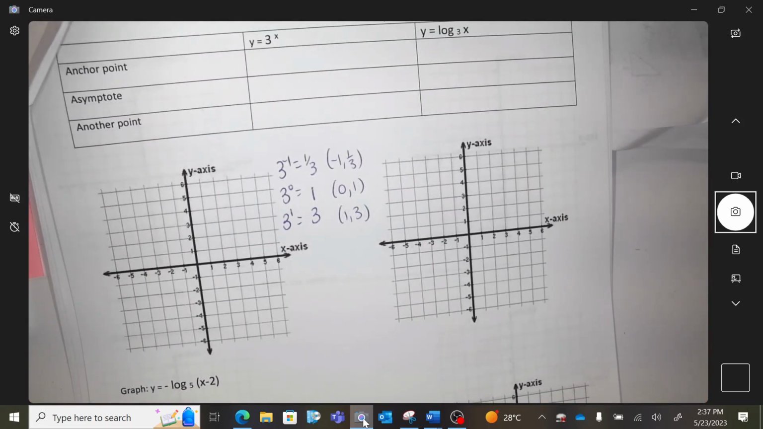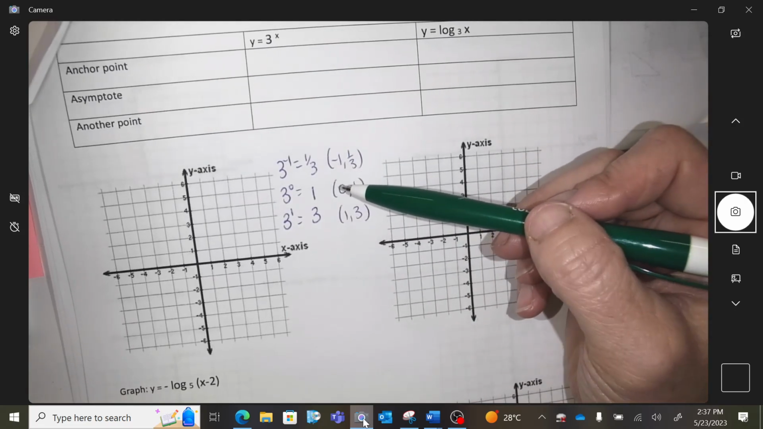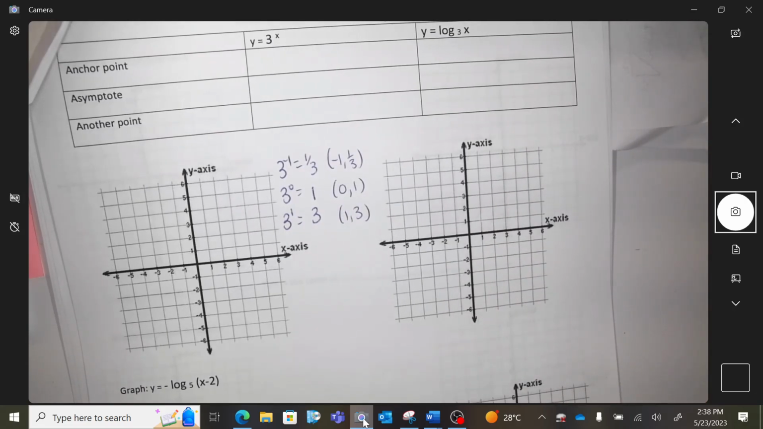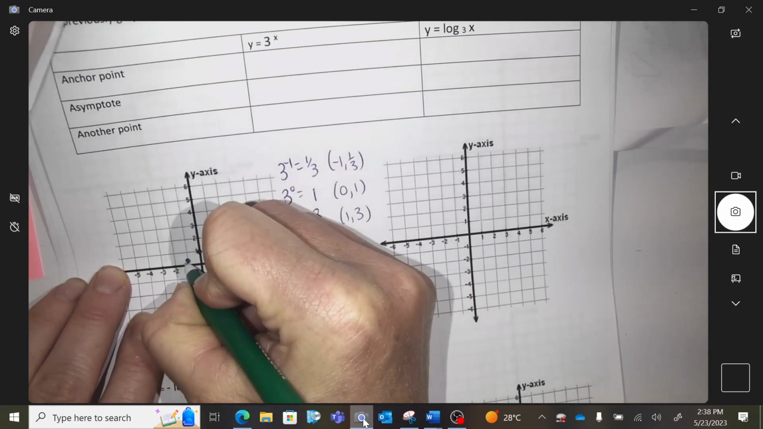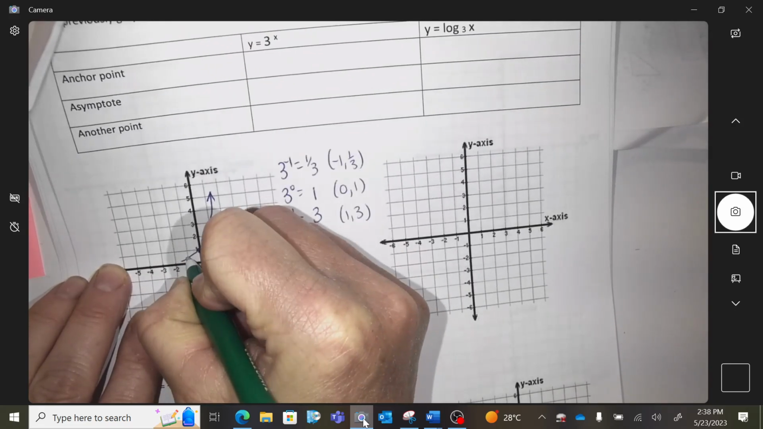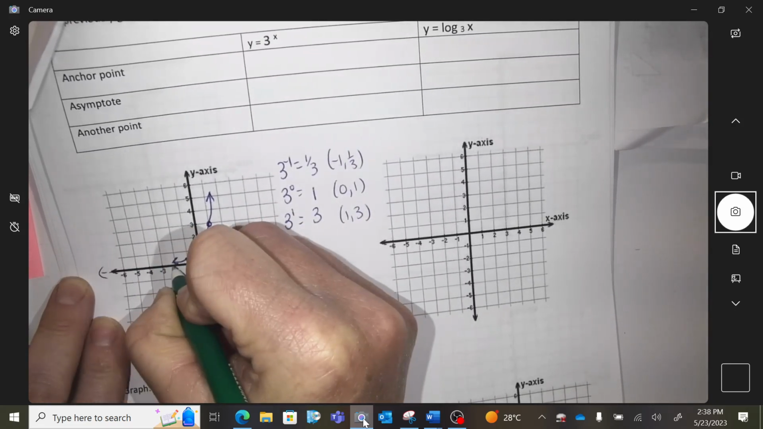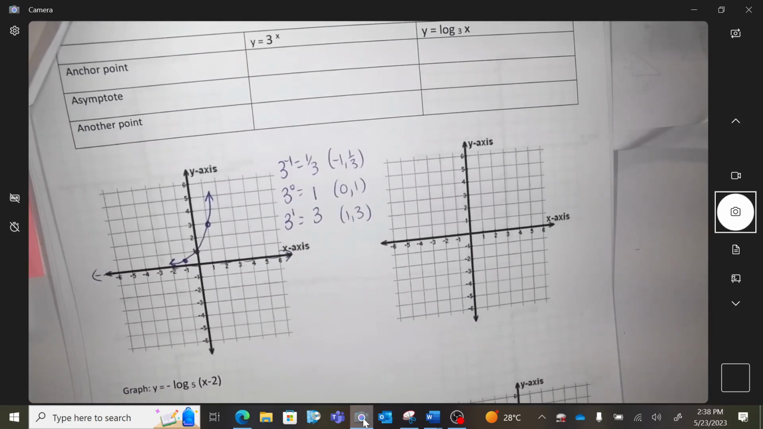So there's my coordinates. -1, 1/3, 0, 1, and 1, 3. So if I was to graph, there you go. So what did we say were the basic things?